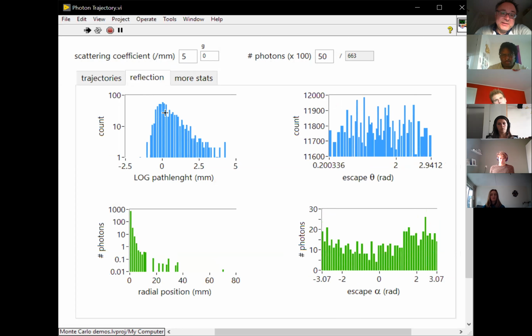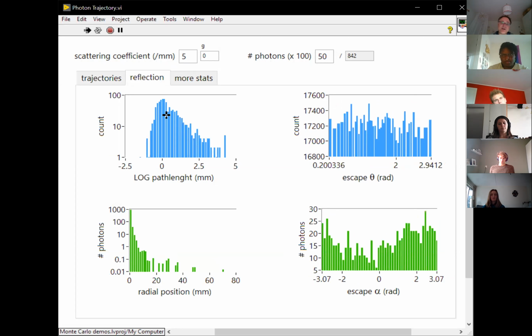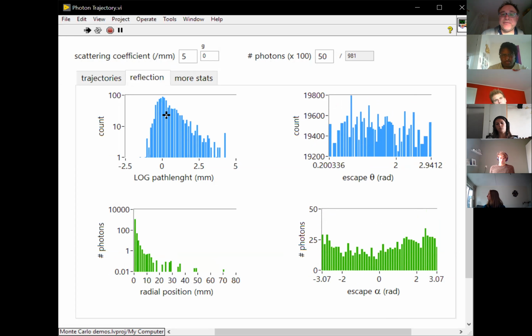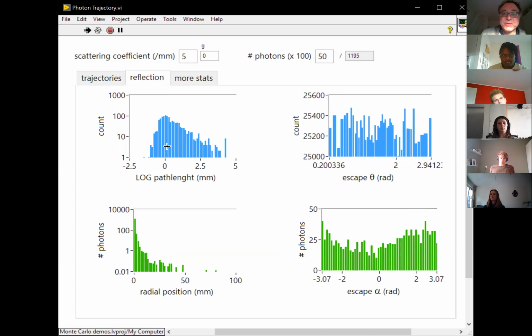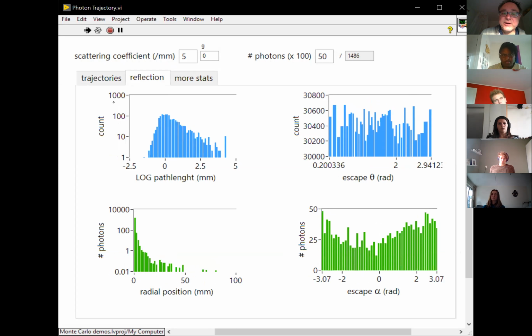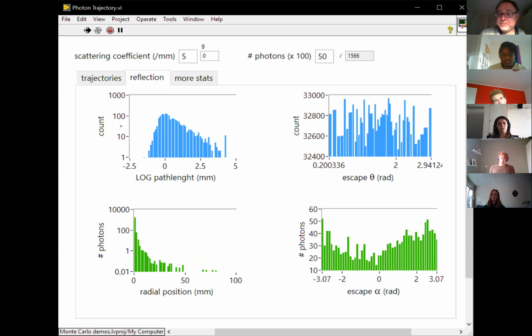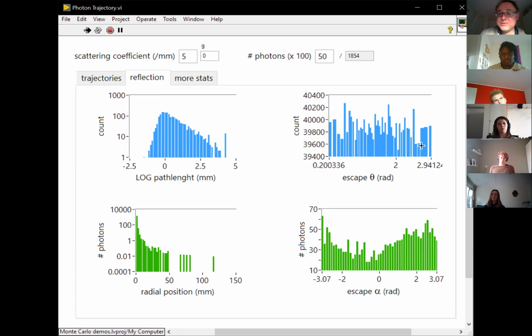We can derive all kinds of statistics from such a simulation. We can, for example, keep track of the path length of the detected photons. This graph on the top left shows the log of the path length on the horizontal scale, and here the count, the number of photons that actually arrive with that path length. You can make a histogram of the escape angle, the angle with which the photon escapes the tissue, and for example compare that to the NA of a fiber.